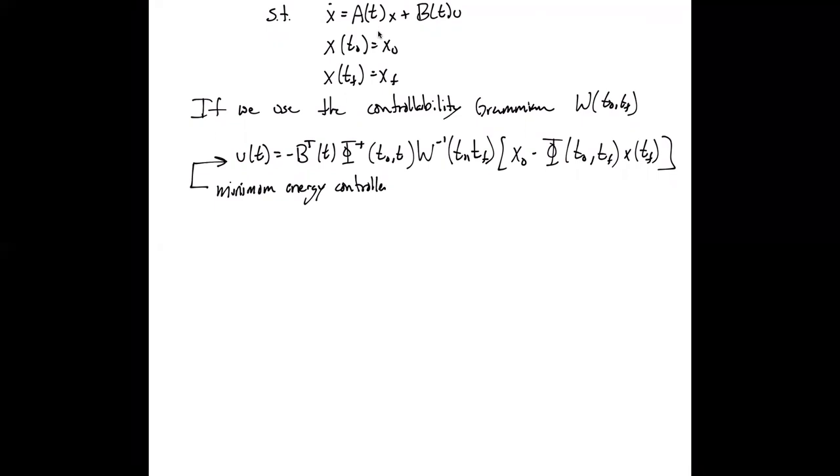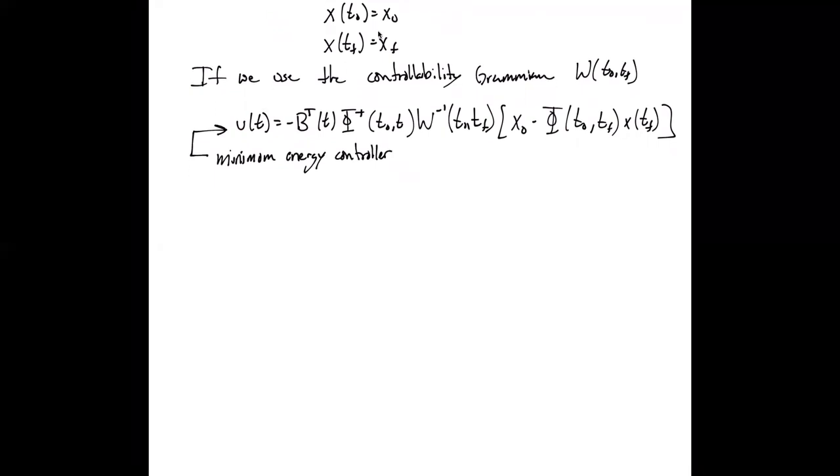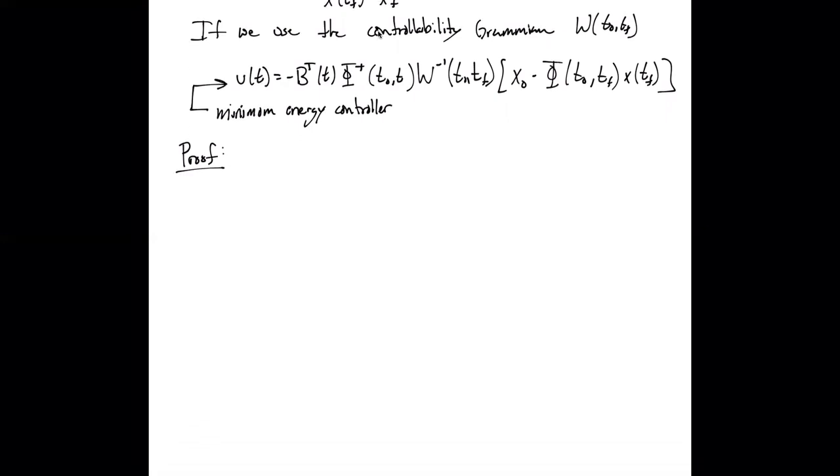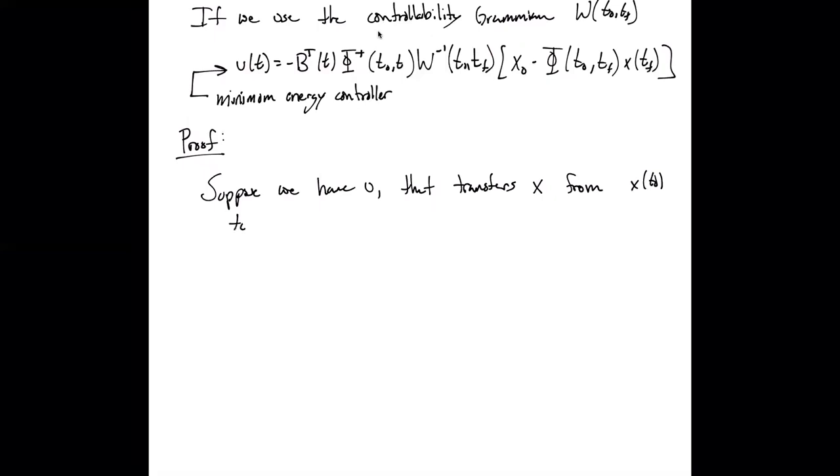All right, but why? Okay, so let's do a quick proof to show you why. What we're going to do is suppose we have two controllers. Suppose we have U1 that transfers X from the initial condition to the final point.